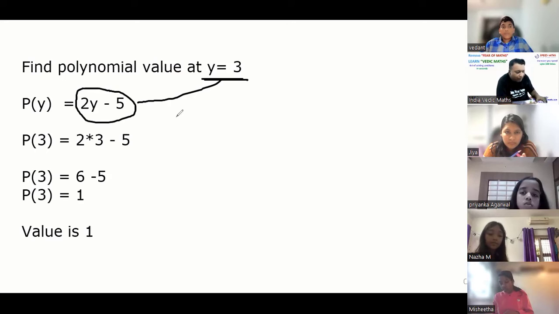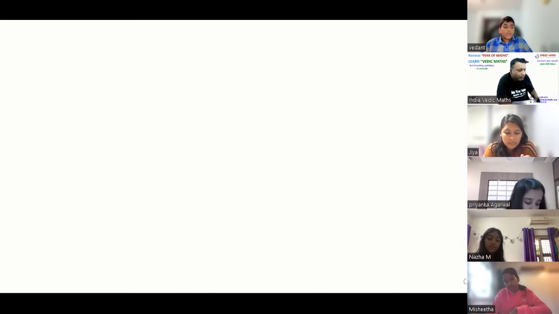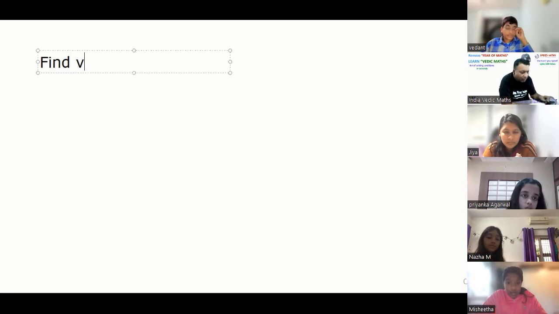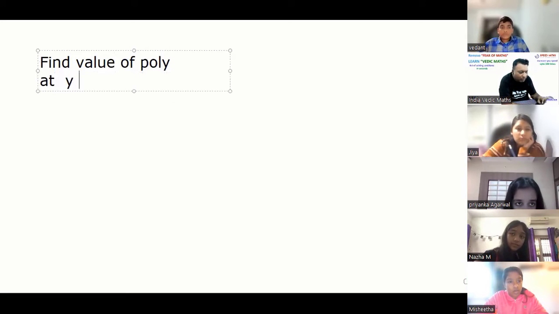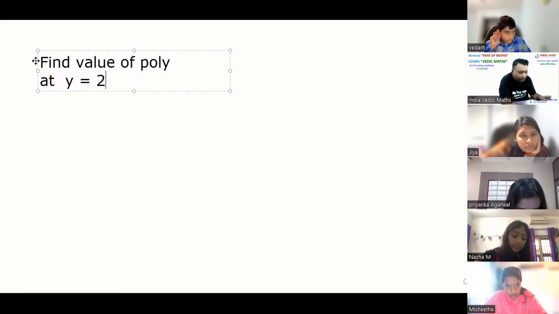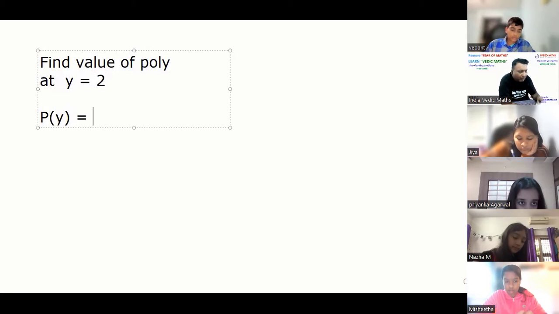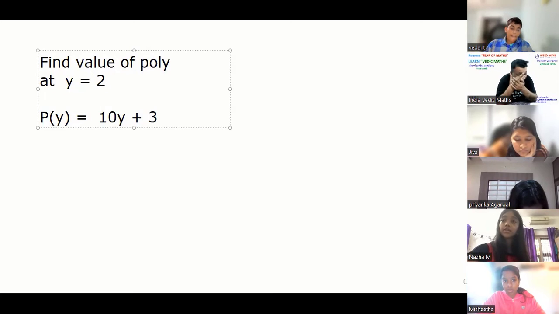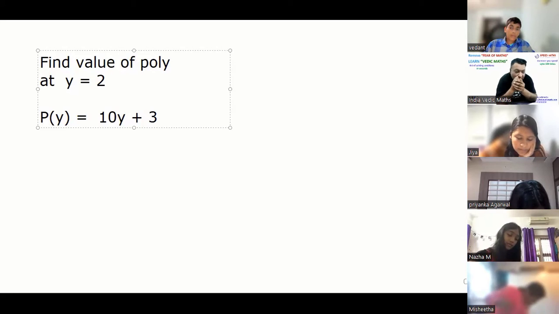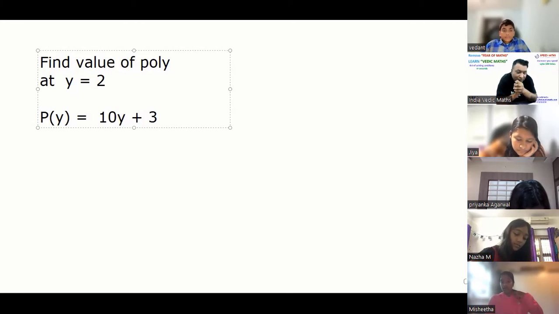So everybody try this now. Find the value of the polynomial at y equal to 2. P of y equal to 10y plus 2. Very easy one, guys. So fast, Nishika. So Kanak, y will go, right? Because you put 2 in place of y, correct, Kanak?